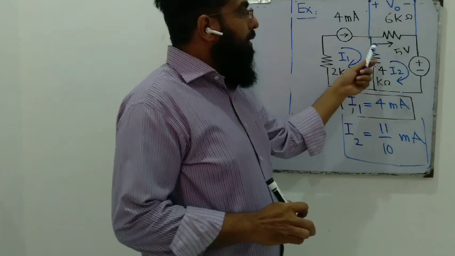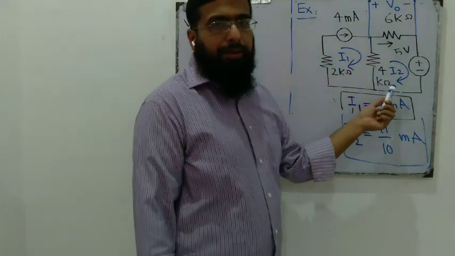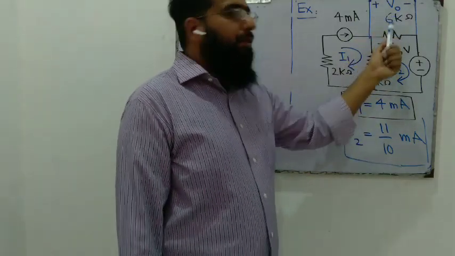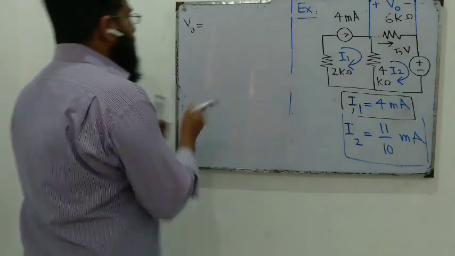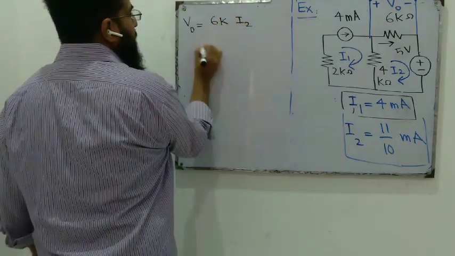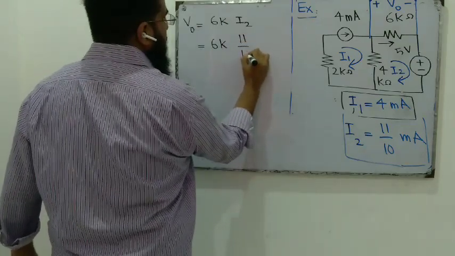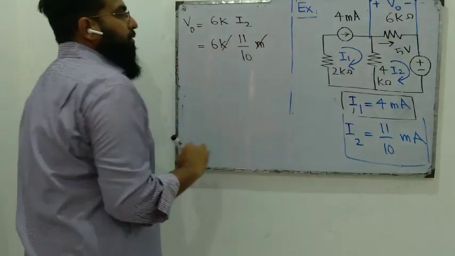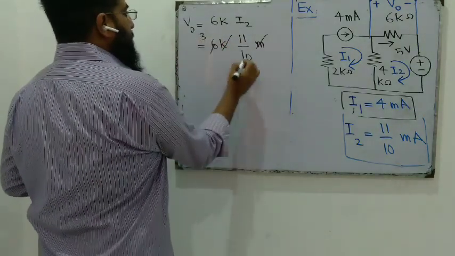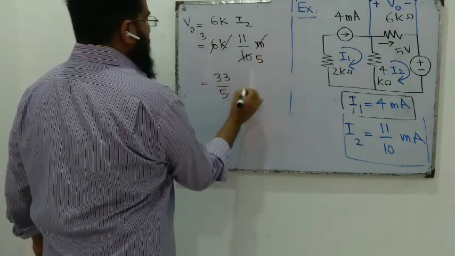The current that enters the 6k resistor from the left side and leaves from its right side is I2. So according to Ohm's law, the voltage drop is the resistance times the current flowing through it. V out is 6k times I2, and we know I2 is 11 over 10 milli. The kilo cancels the milli because 10 to the 3 and 10 to the minus 3. 2 threes are 6, 2 fives are 10. So it becomes 33 over 5 volts.